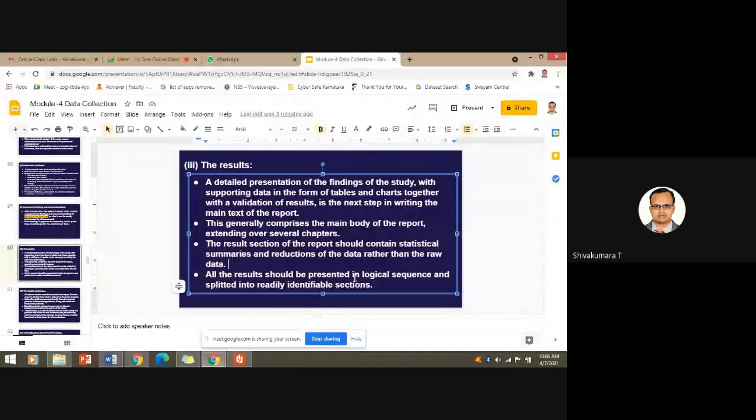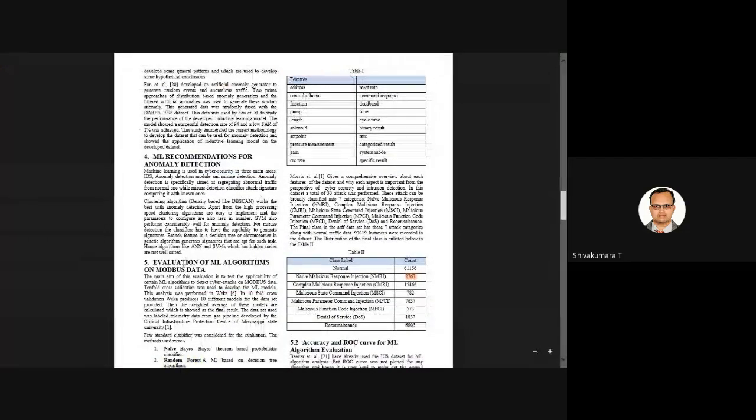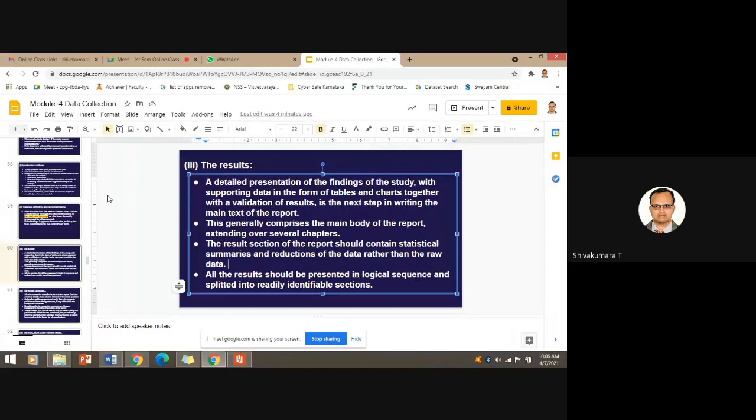All the results should be presented in logical sequence and split into readily identifiable sections. By looking into these sections, you can easily differentiate the chapters. The fourth chapter is recommendations for anomaly detection. The fifth chapter is for evaluation of ML algorithms and Modbus data, and so on. You can clearly and distinctly identify the data which is used in the research process.